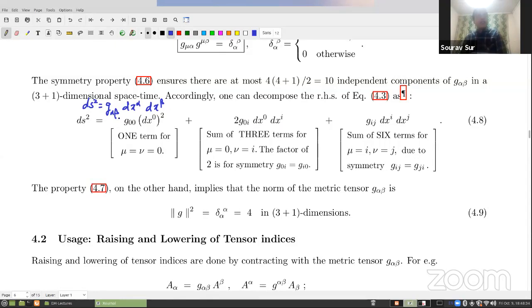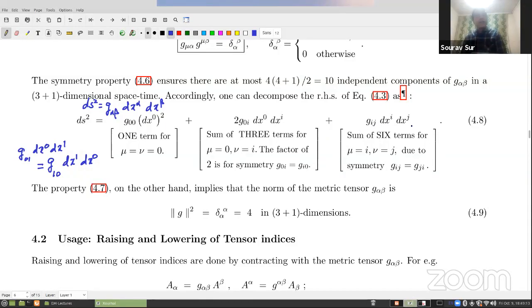And G0i is same as Gi0. So you have G01 dx0 dx1 same as G10 dx1 dx0. Since dx0 dx1 is equal to dx1 dx0, you have G01 equal to G10. And hence this 2 factor comes.